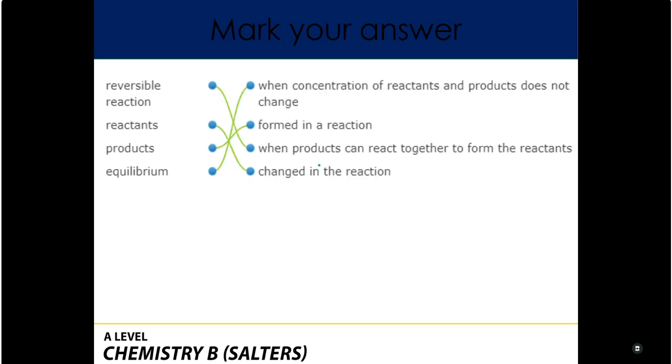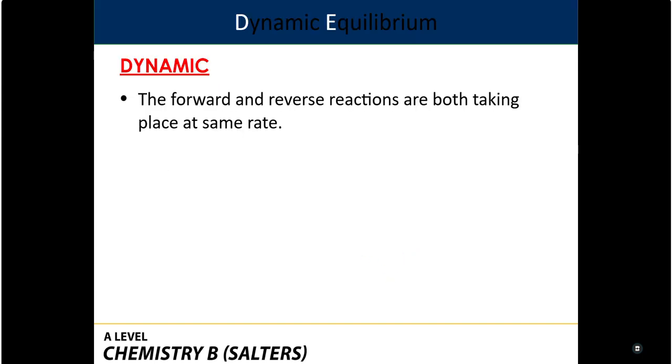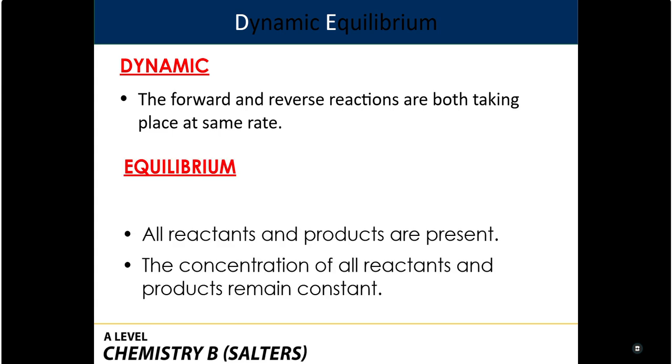Alright, so a reversible reaction is when the products can react together to form the reactants, and reactants are changed in the reaction, and products are formed in a reaction. And equilibrium is when the concentration does not change, or you can say it remains constant. Please remember this terminology, that the concentration will remain constant. Also, equilibrium has one more definition, that the rate of forward reaction is equal to the rate of backward reaction. Got this?